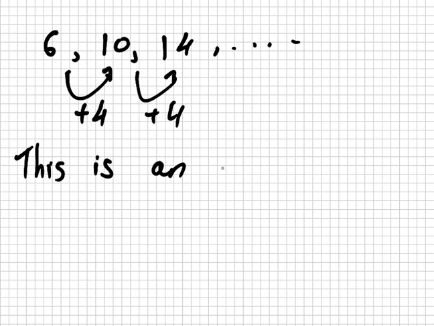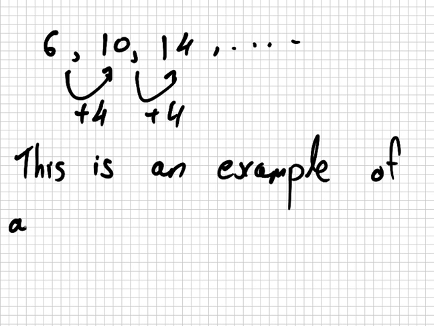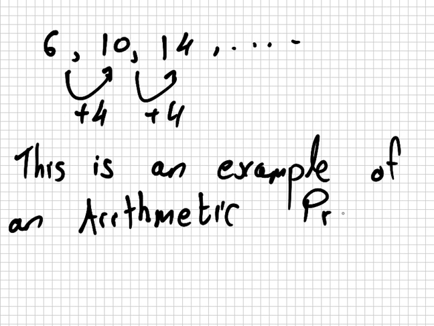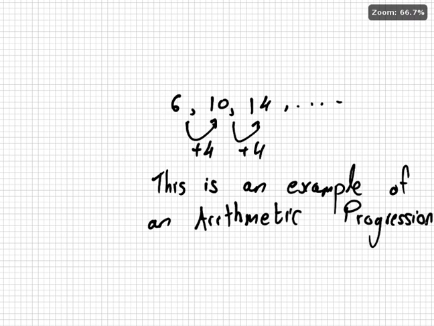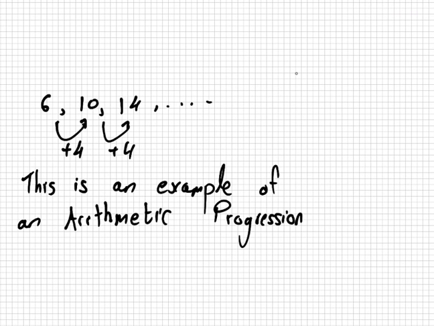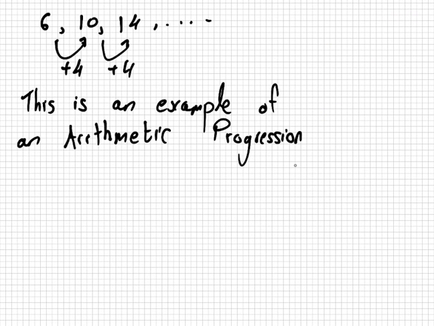This is an example of an arithmetic progression. Progression. It's the name of the lesson, page 50. You need this vocabulary for the exam. You need to know these words. So this is an example of an arithmetic progression. So we need to be more precise. What do you call it? Arithmetic. Yeah. It's the name of the lesson.